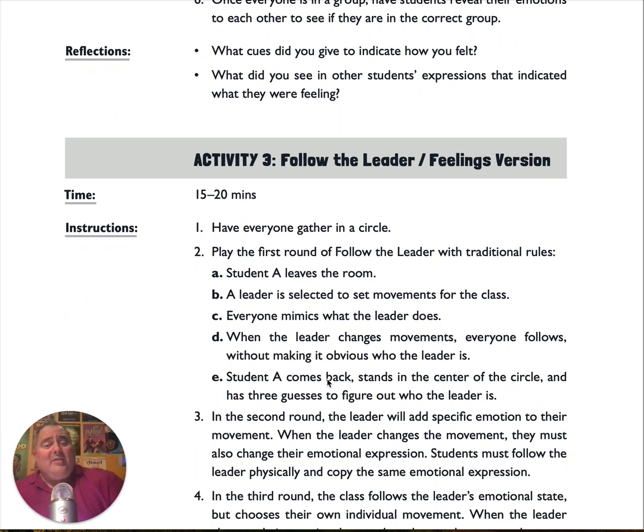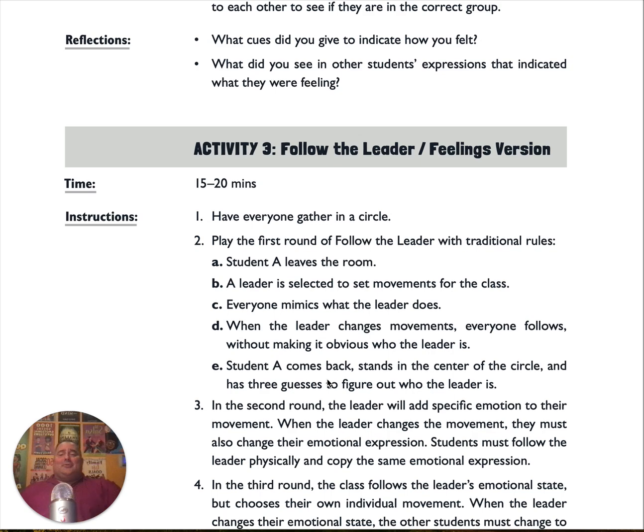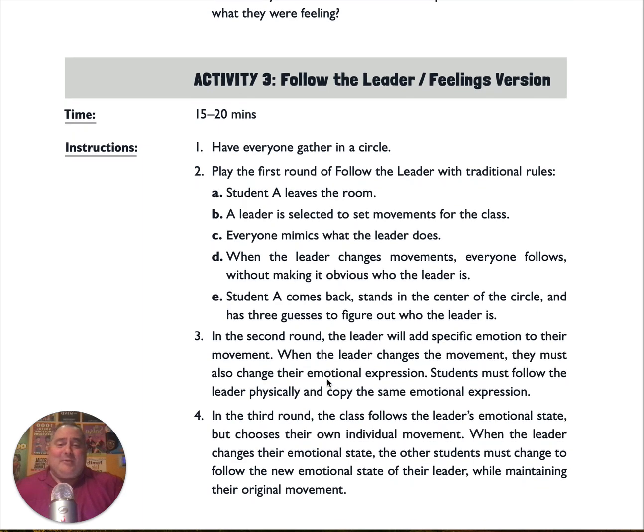Activity 3, follow the leader. This is the feelings version. All right. Have everyone gather in a circle. Play the first round of follow the leader with traditional rules. Most people know what that is. Student A will leave the room. A leader is selected to set the movements for the class. Everyone mimics. This is just a review. Everyone mimics what the leader does. When the leader changes movement, everyone follows without making it obvious who the leader is.